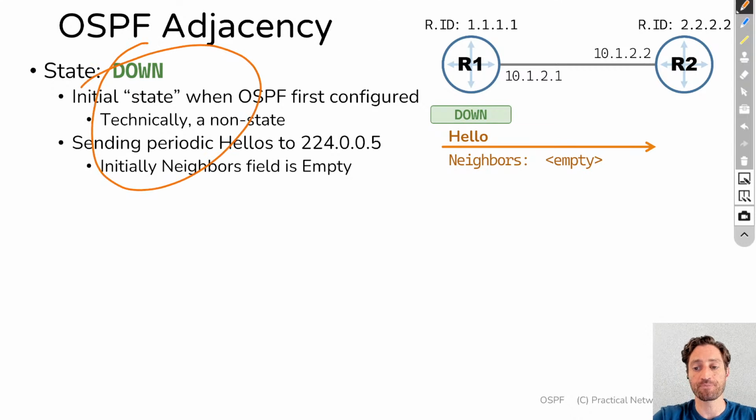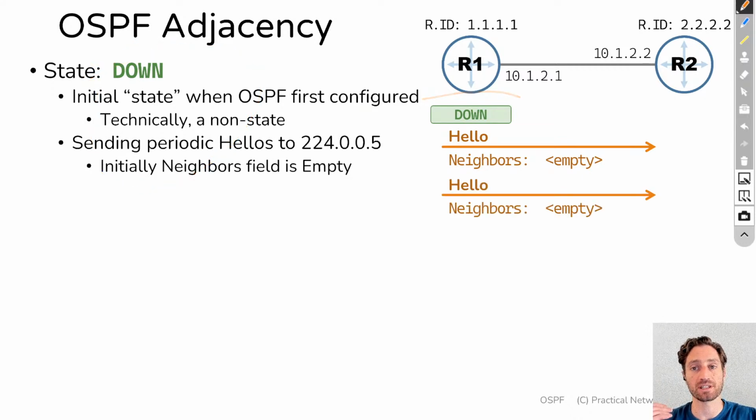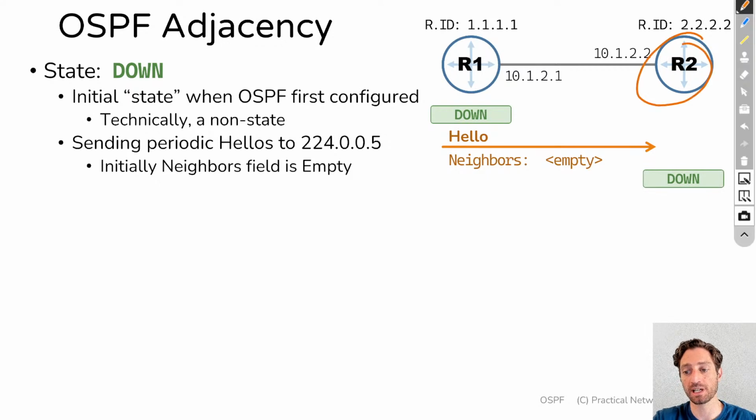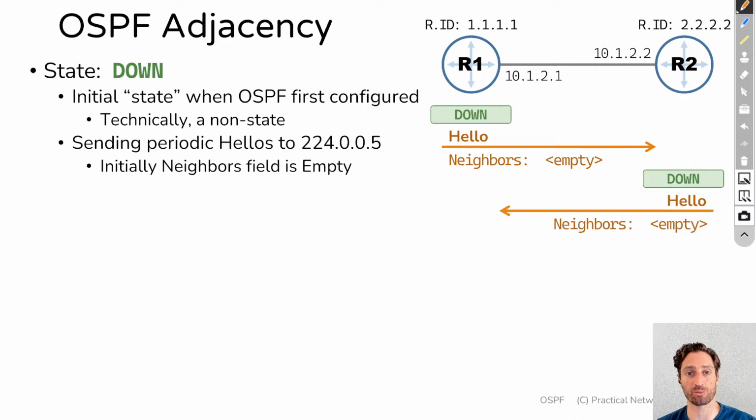So in the down state, router 1 is periodically sending out these neighbor hellos. It's just like, hey, are you out there? In each case, the neighbors field is going to be empty until we hear something from router 2. Router 1 will do this indefinitely until router 2 gets configured. If router 2 is configured with OSPF, it again starts in down just like router 1 does, and then router 2 starts sending out hello packets. In the first packet that router 2 sends out, the neighbors field is going to be empty because, notice, it was configured after router 1, so router 1 doesn't technically count. Let's use a different color.